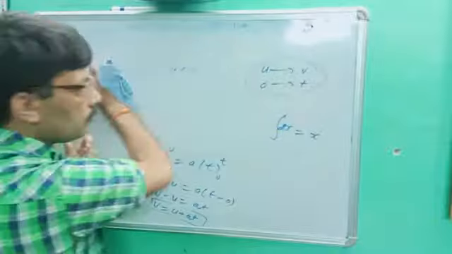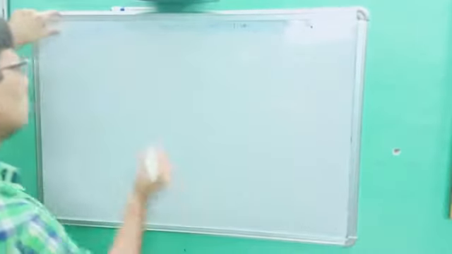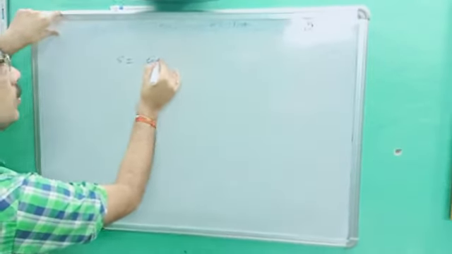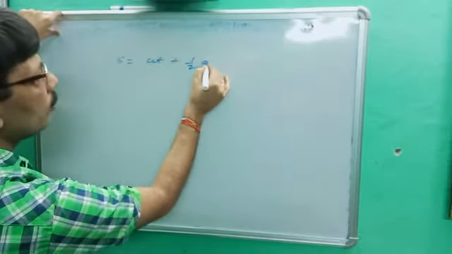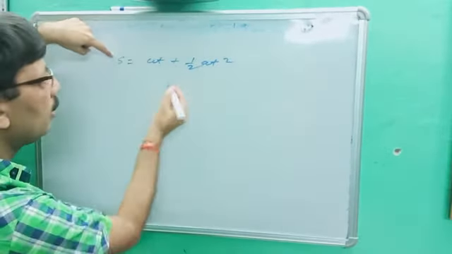Second, what was the second equation? The second was S is equal to ut plus 1 upon 2 at square. S is the distance or displacement. We have to start from velocity.